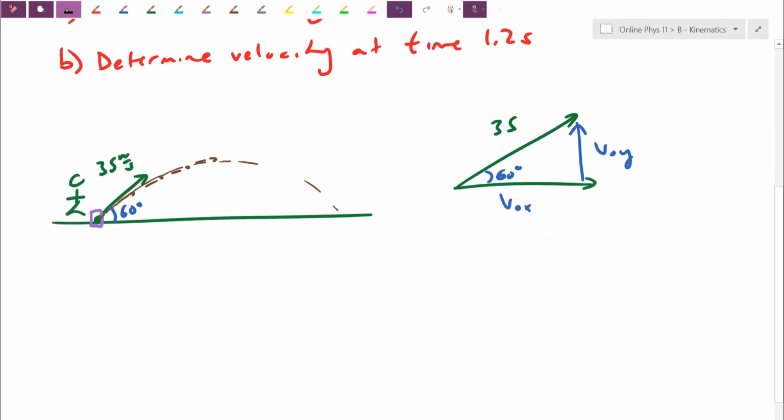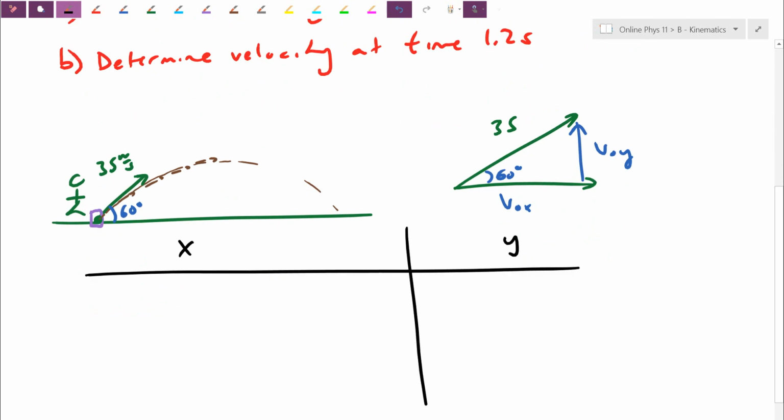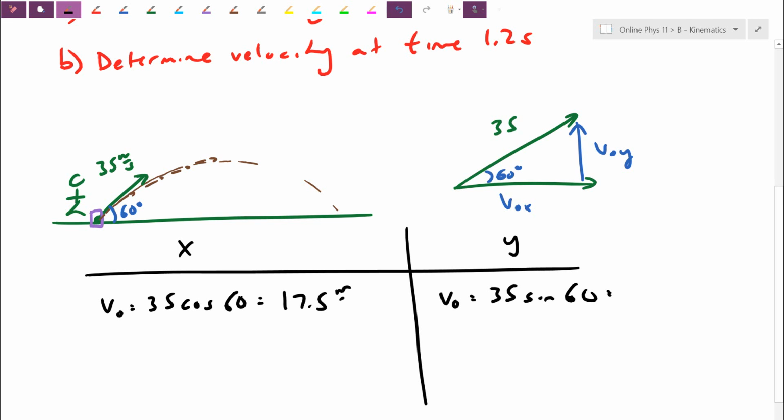We're starting to break up our columns here. Here's what I know about x. Here's what I know about y. You should be able to see that the velocity in x doesn't change. It's going to be 35 cosine of 60. The v initial in the y direction is going to be 35 sine of 60. So let's punch our way through here. 35 cos 60 gives you 17.5, and then 35 sine 60 gives you 30.3.